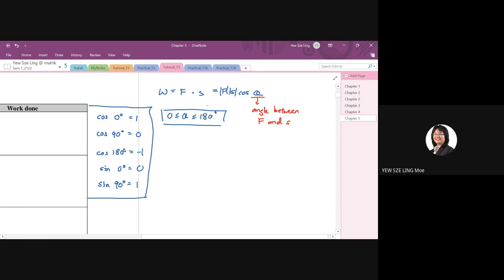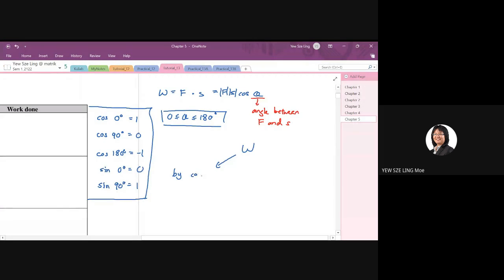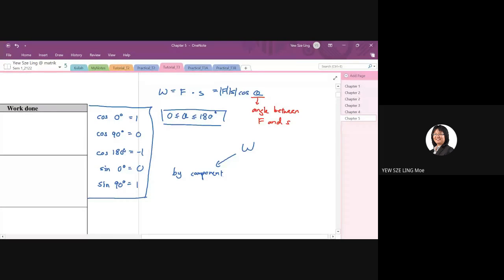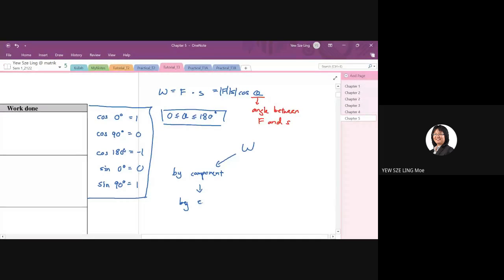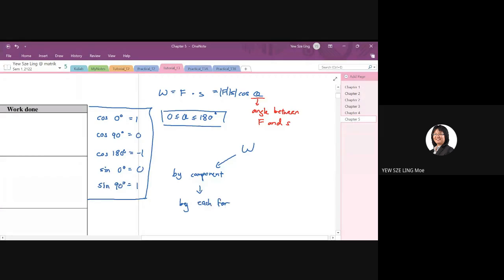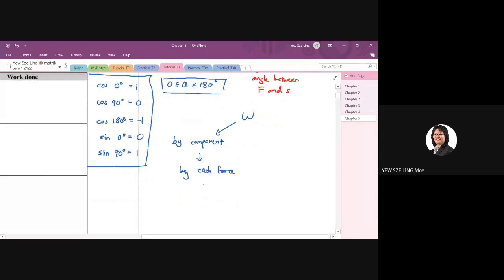Okay, now let's look at the work done. We have two types of work. First one is by component. So by component means that you have to calculate the work done by each force. So each force means you are going to look at what? Work done by tension, and then work done by normal force, work done by weight, work done by frictional force, and work done by external force. So this is the meaning of work done by each individual force.